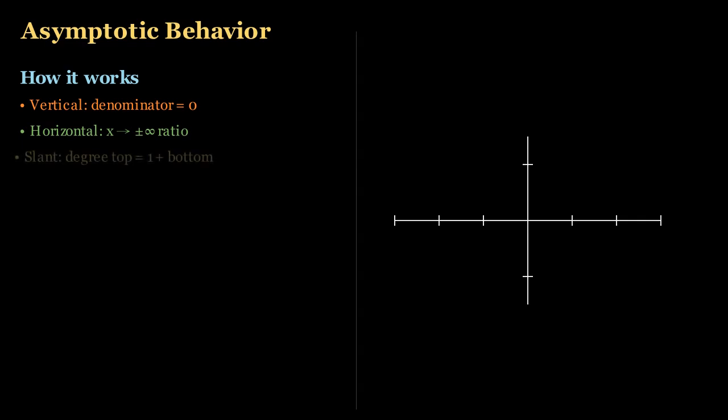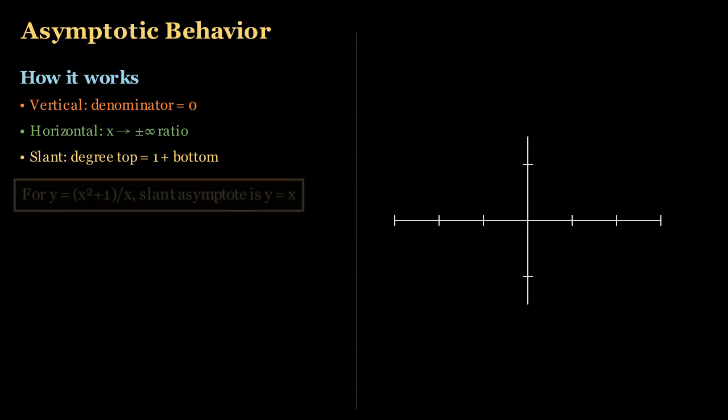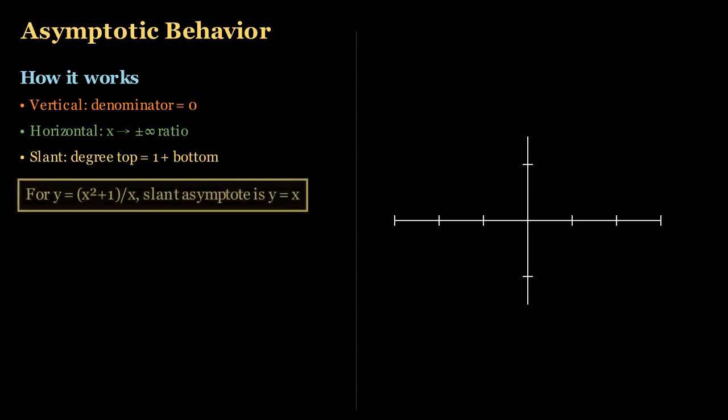A horizontal asymptote is found by asking, as x runs off to positive or negative infinity, what value does y settle toward? For 1 over x, as x gets huge, 1 over x gets tiny, approaching 0. So y equals 0 is the horizontal asymptote. If the numerator's degree is exactly 1 more than the denominator's, you get a slanted asymptote, which we find by polynomial long division. The key is that the asymptote describes the graph's behavior at the extremes, not in the middle.